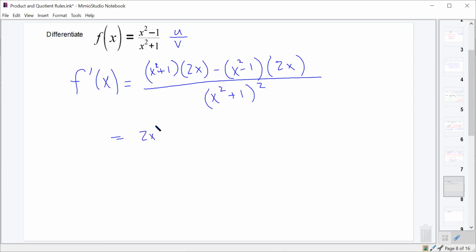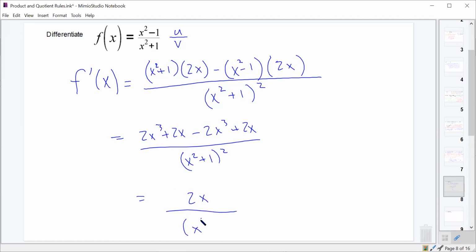And what does that simplify to? 2x cubed plus 2x, and then minus 2x cubed plus another 2x, all over x squared plus 1 squared, or 2x over x squared plus 1 squared. Good or no? That makes sense to everybody or no? Wait, isn't it 4x over x squared plus 1 squared? Yeah, I should probably add those twos together, huh? Addition is hard. The calculus part was easy. It's just that addition part that's difficult. 4x over x squared plus 1 squared.